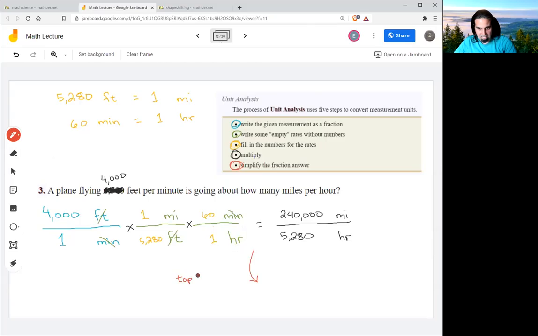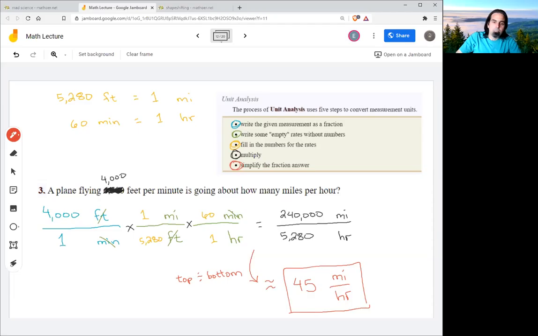Then lastly, I do top divided by bottom. And I get an answer that I'm expecting will be rounding. And it's about 45 miles per hour. At this point, I hope my friend is taking off or landing and that's not his cruising speed, because that's pretty slow for this plane.